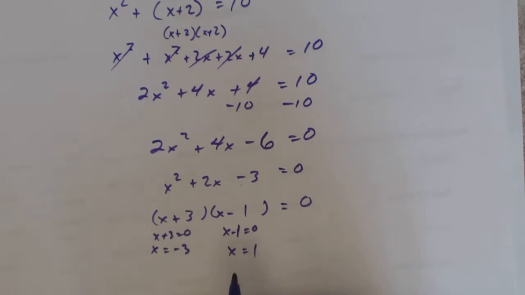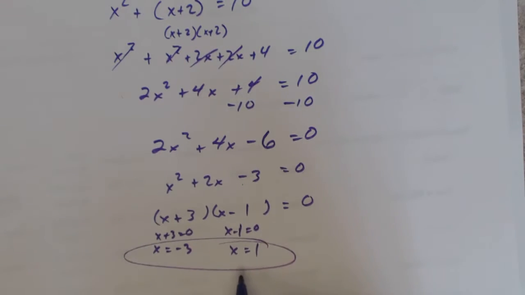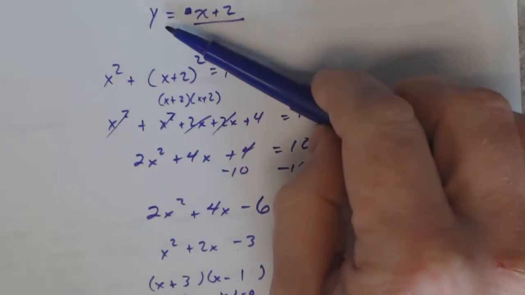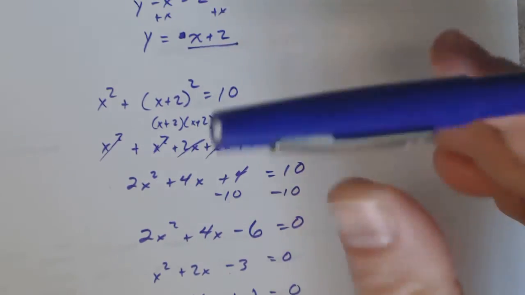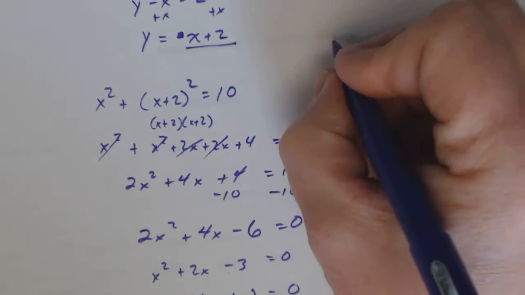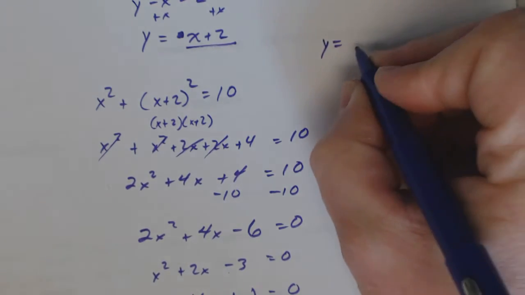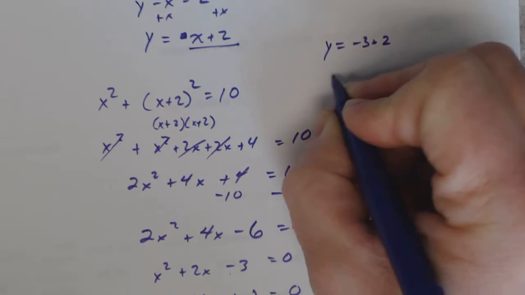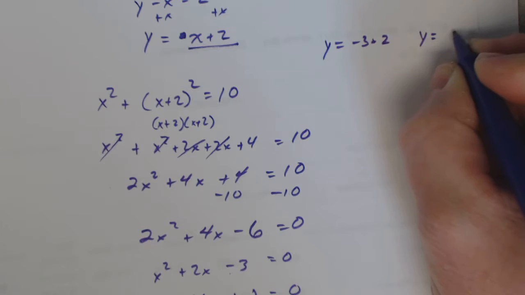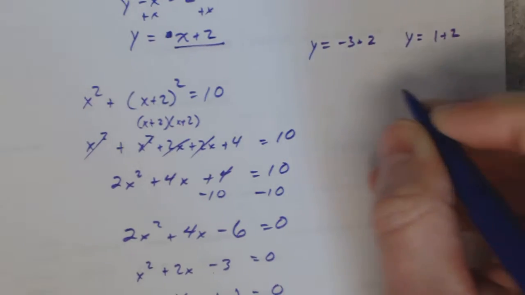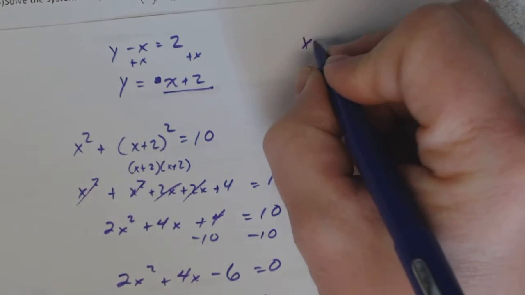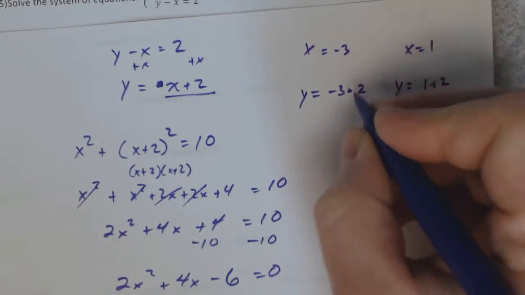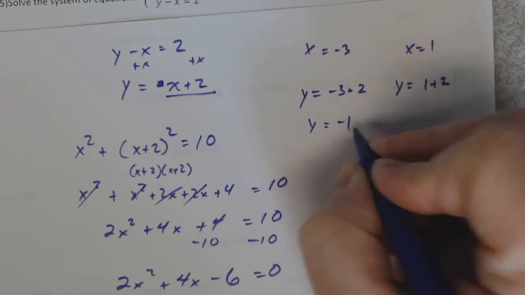Now, if I take this, plug it back into the original to find my other 2 answers. Let's see, my y equals x plus 2. So I'm going to take those x's and y's. I'll say y equals negative 3 plus 2, and then y also equals 1 plus 2. This is when my x value is negative 3. This is when my x value was 1. So y is equal to negative 1.